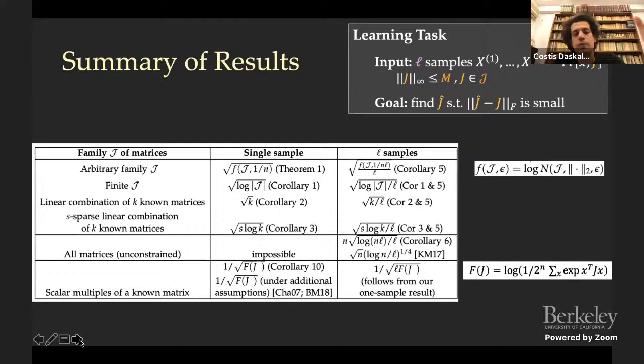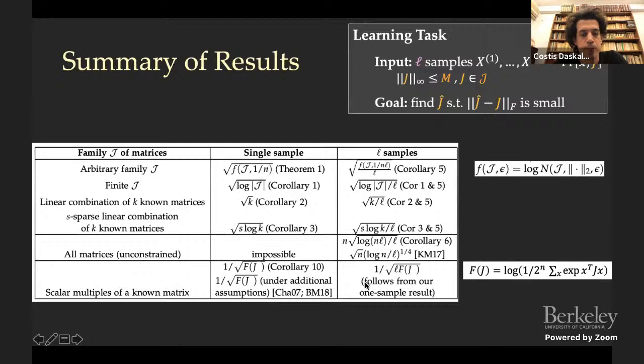So just in summary, and before I give a hint of the proof idea, these are our results. The columns are what we assume about the family of interaction matrices, and whether we have one sample or L samples for some arbitrary L. This summarizes the various classes that I considered: finite class, linear combination of known matrices, sparse linear combination, and all matrices. I didn't add the manifold result here.